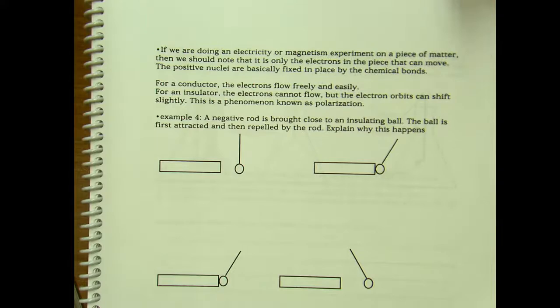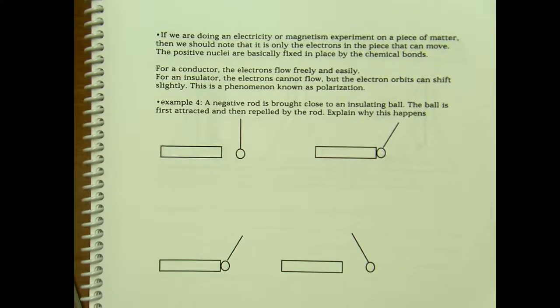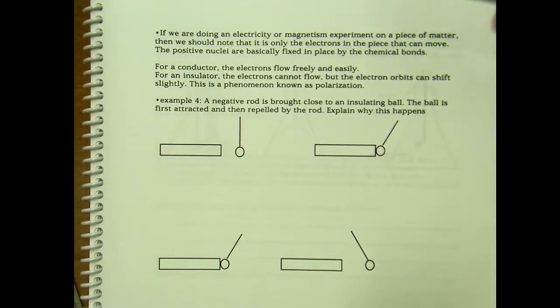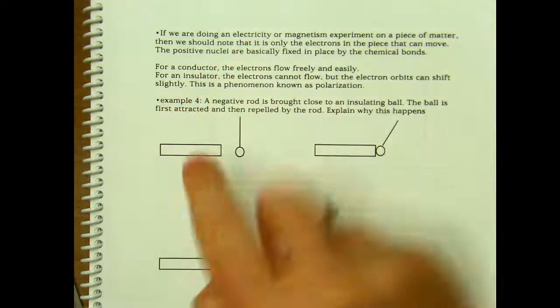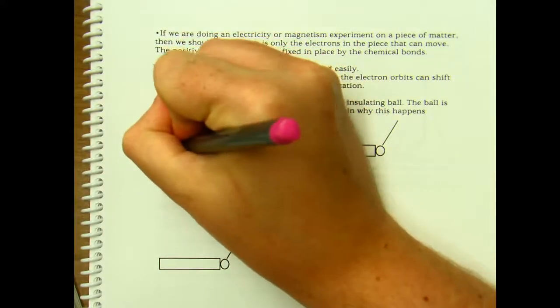If you guys were here in class, I'd have all sorts of stuff that I can use to show you this, but right now all I've got is pictures. So you've got a negative rod here brought close to an insulating ball. So if this thing's negatively charged, so we can see, I'll just put them in here too.